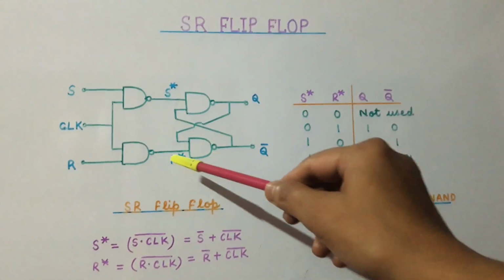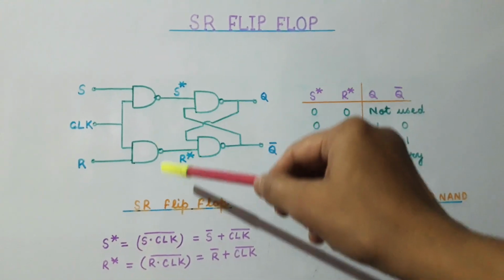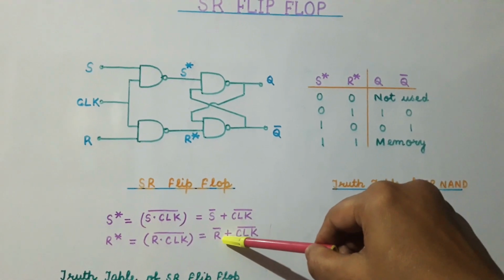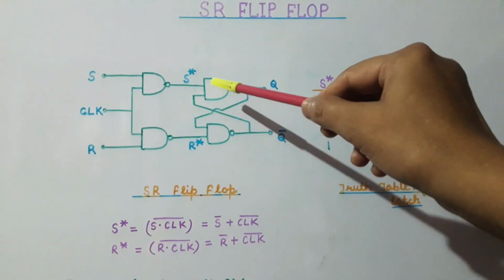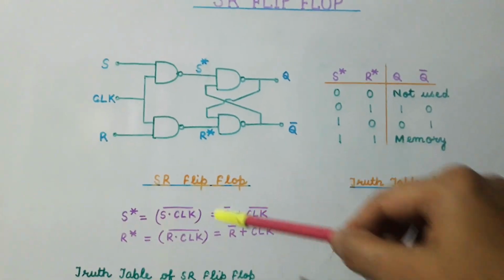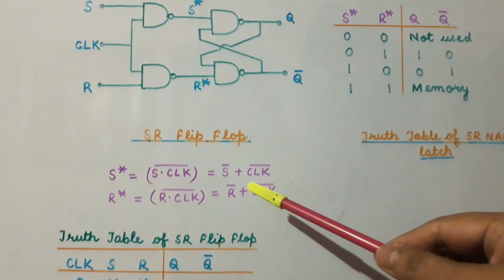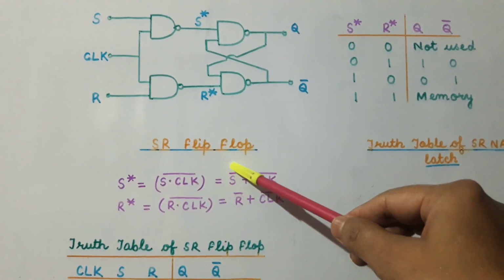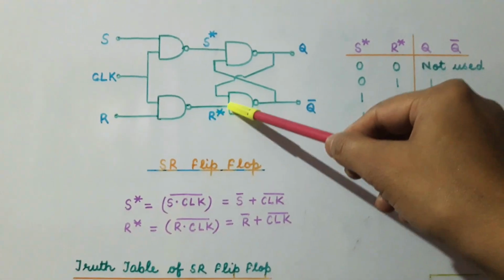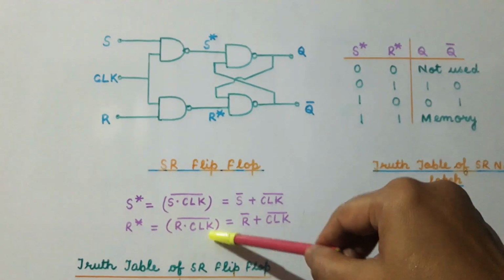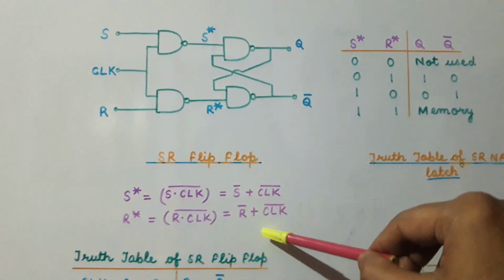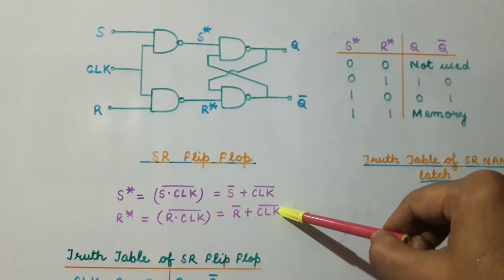Now from this circuit, we find that the value of S star and R star will be given as shown by these two equations. We find that this is a NAND gate, so the value of the output S star will be equal to S and clock complement, and from De Morgan's theorem, we can write this as S complement plus clock complement. Similarly, the value of R star can be written as R and clock complement, and by De Morgan's theorem we can write this as R complement plus clock complement.